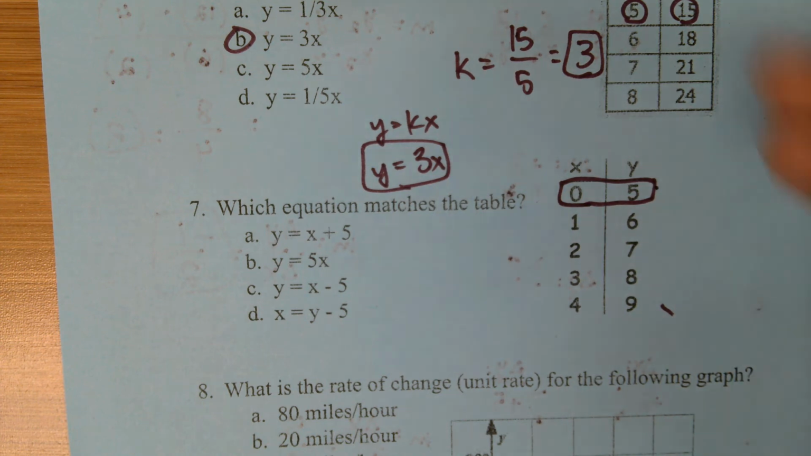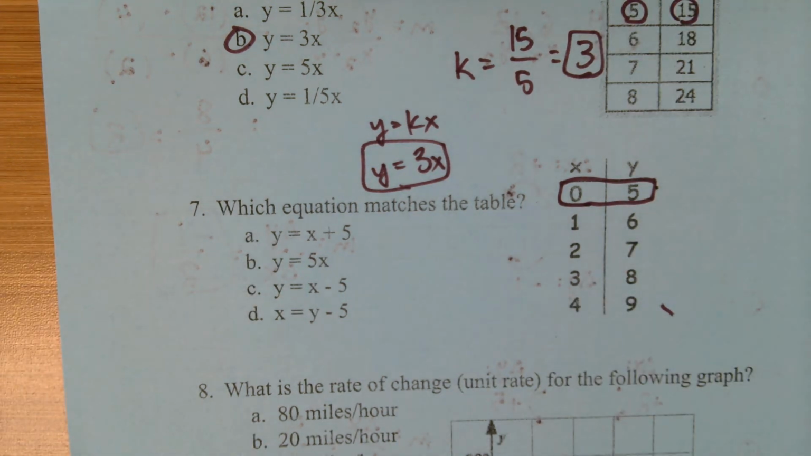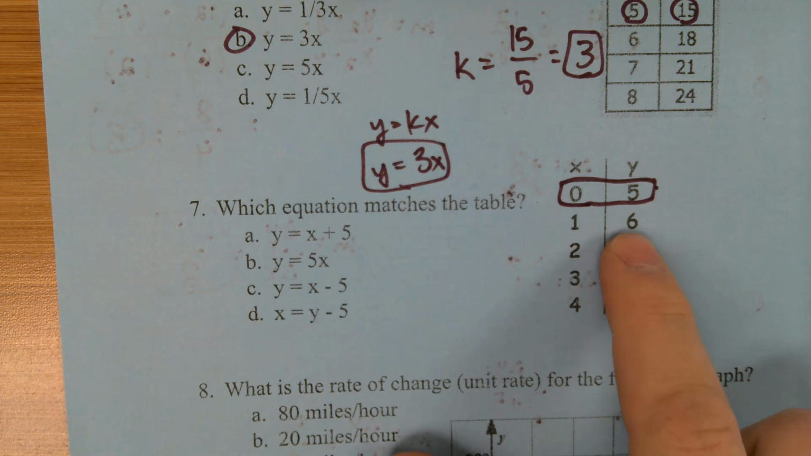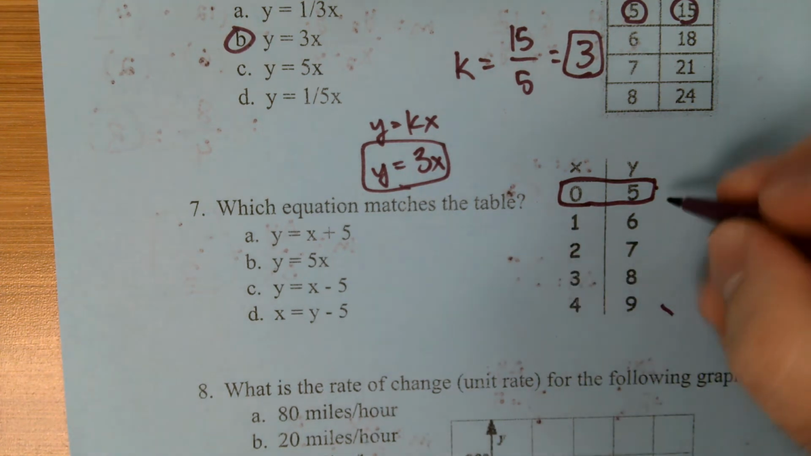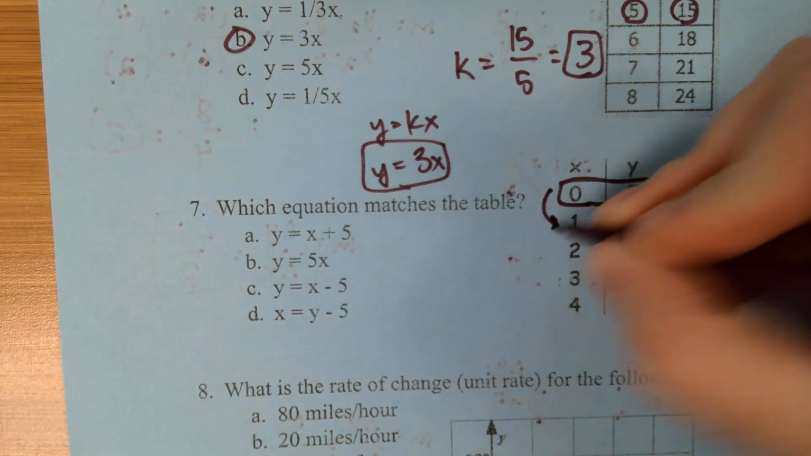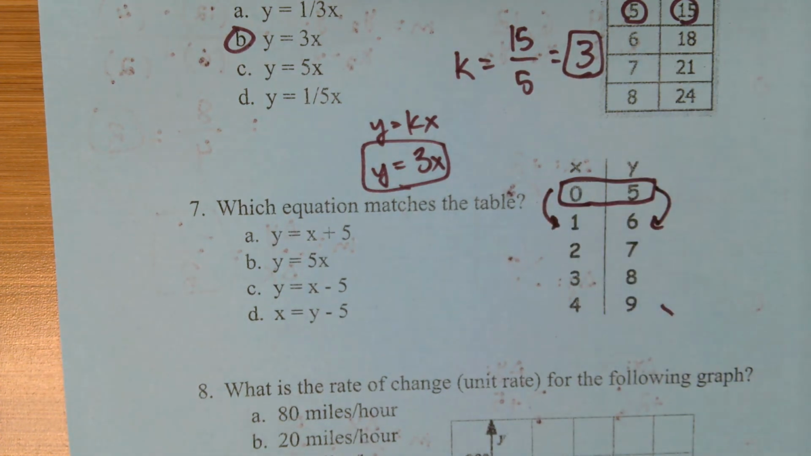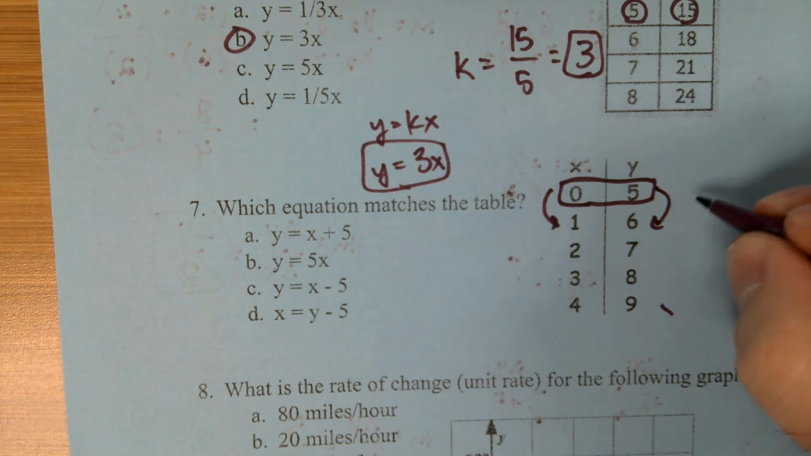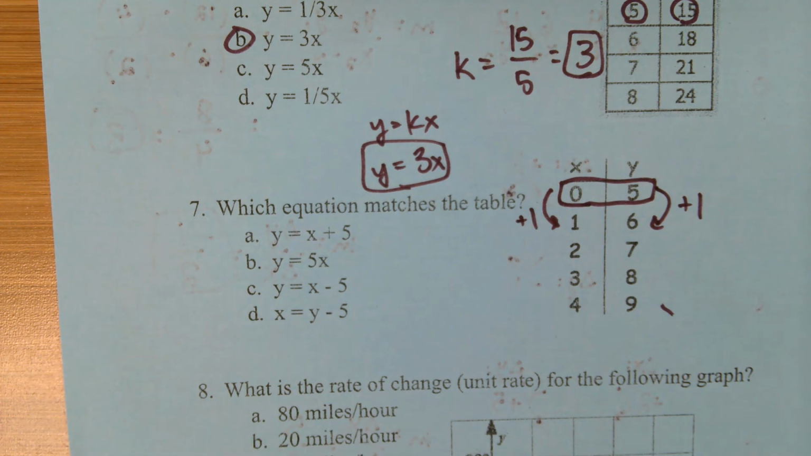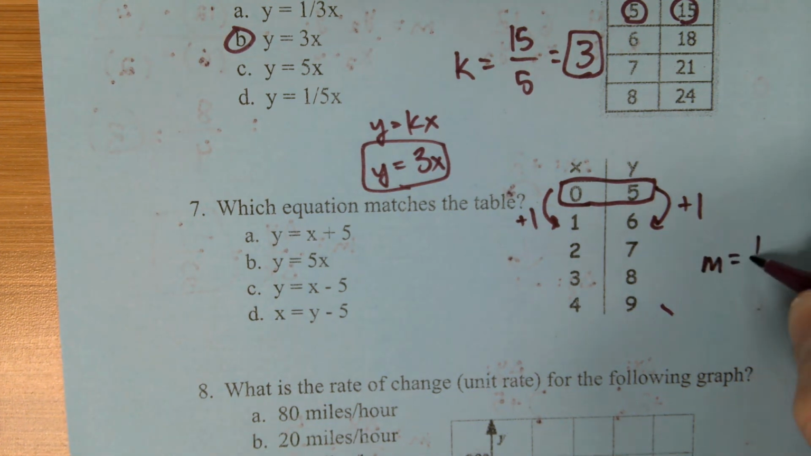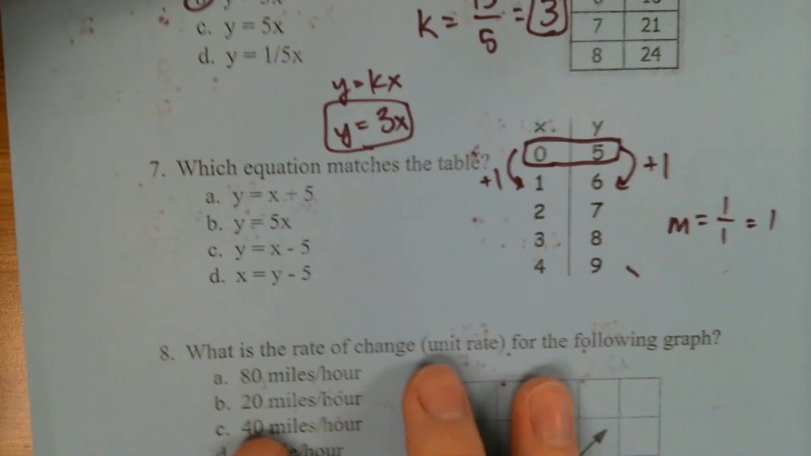So, because this is non-proportional, we can't just take y over x and call it a day. Okay, guys, let's come back together. We can't just take y over x, right? That would give us 6 over 1 and 7 over 2. Those aren't equal. So we got to do the change in y over the change in x. Our change in y is plus 1. Our change in x is plus 1. So our slope is just 1 over 1, which equals 1, right?